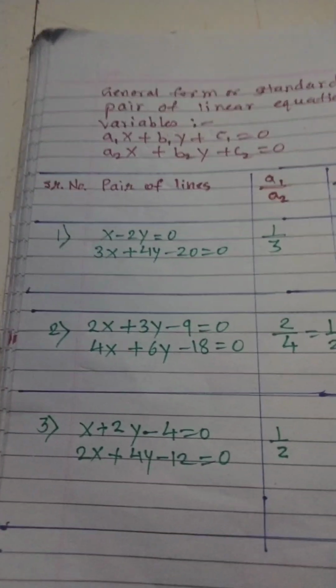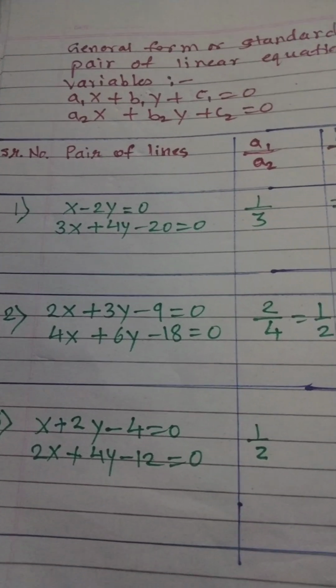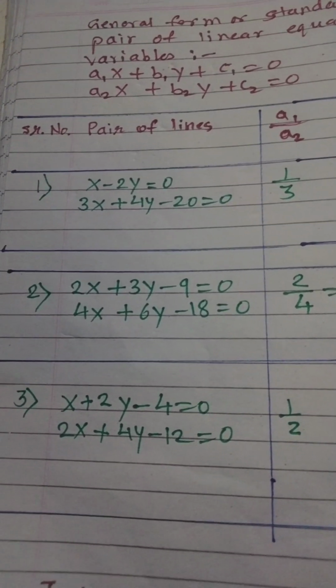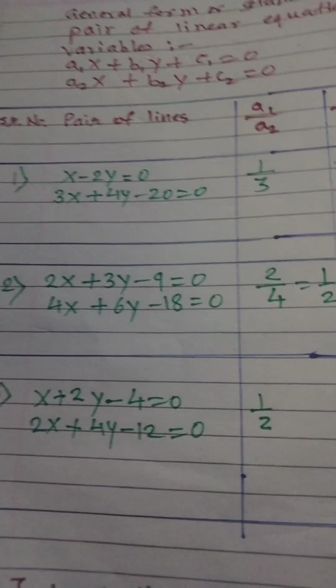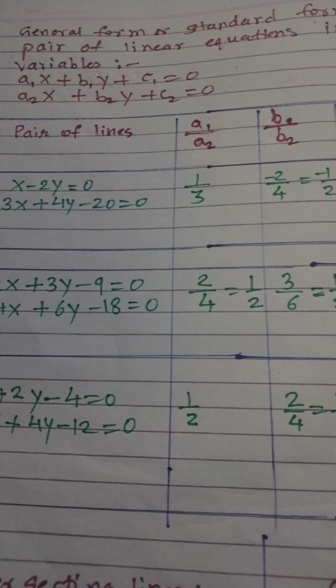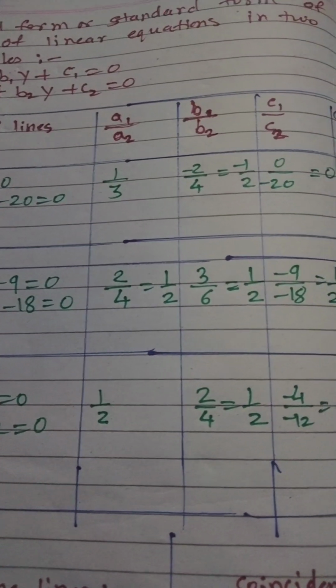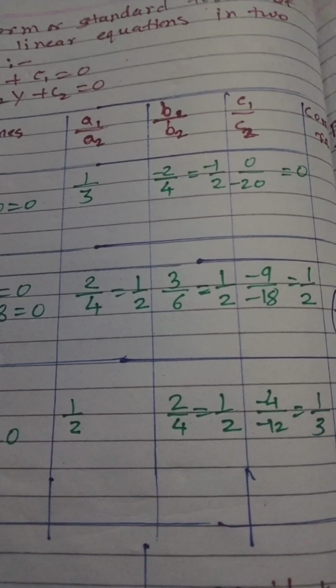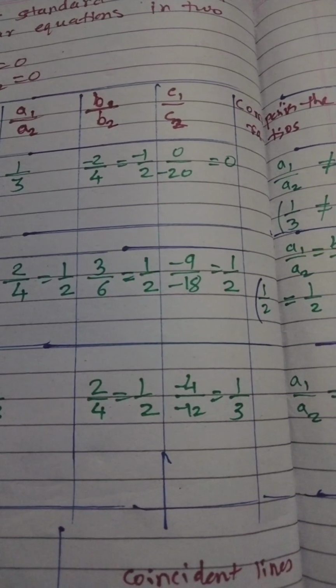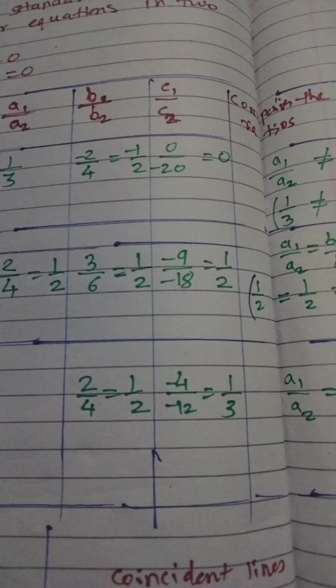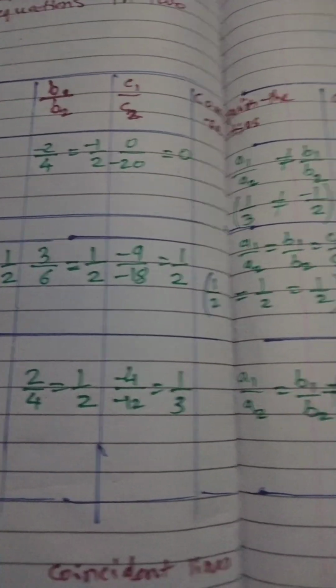Now, the second example is 2x plus 3y minus 9 is equal to 0 and 4x plus 6y minus 18 is equal to 0. So, these are a pair of lines. Now, after comparing the ratios, a1 upon a2 we get 2 upon 4 is equal to 1 upon 2. b1 upon b2 is 3 upon 6, that is 1 upon 2. c1 upon c2 is minus 9 upon minus 18, which is equal to 1 upon 2.